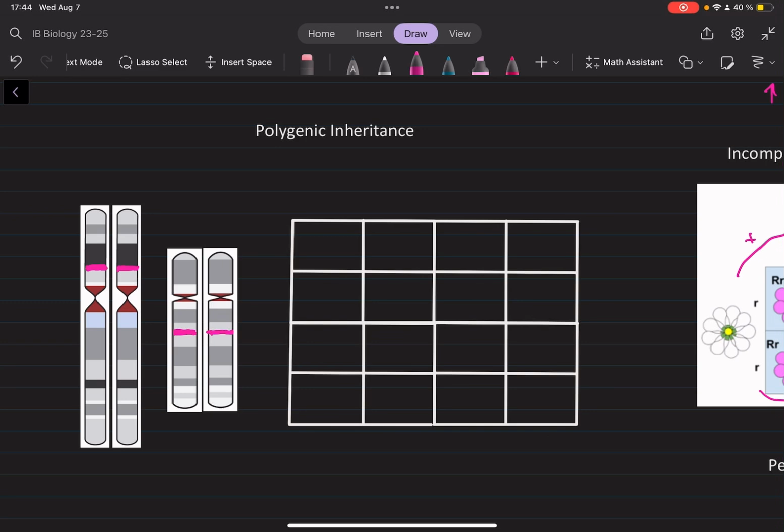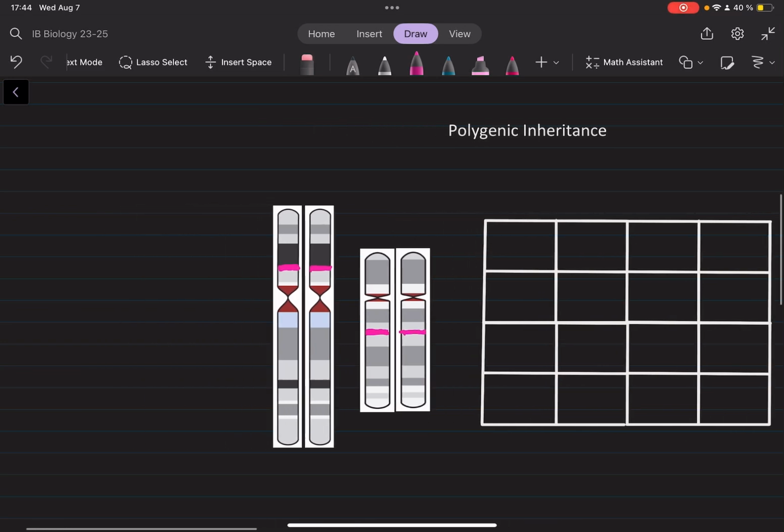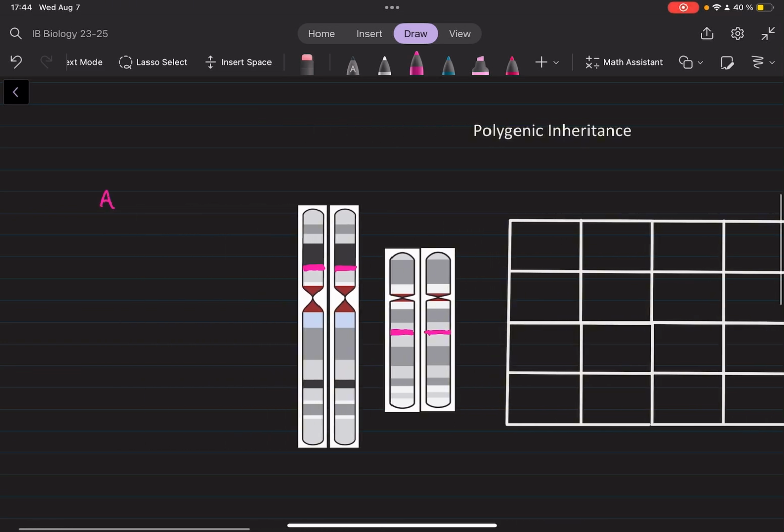So for example, let's take the example of skin color and let's just make a key. So let's say that big A, let's label this one A, and then this one B, just so we don't get confused.